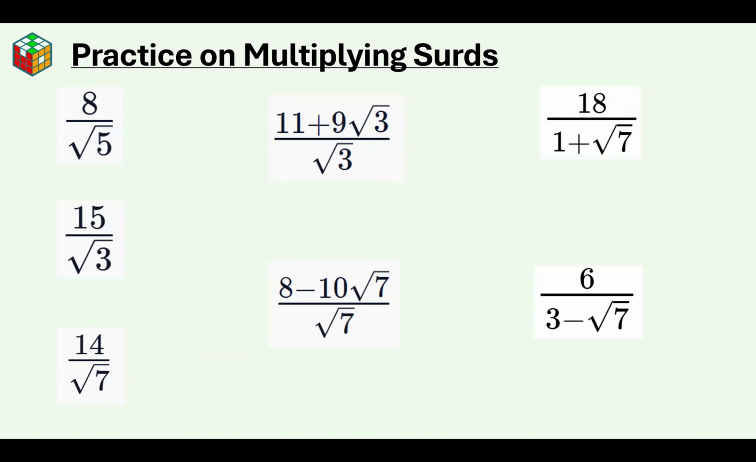Here is some practice on multiplying surds. Basically, it is rationalizing the denominator, in 3 levels. The one on the left hand side is the simplest one, the middle one is next, and the one with the difference of 2 squares is on the right hand side. I'm going to show you the answer in 5 seconds. You can pause the video.